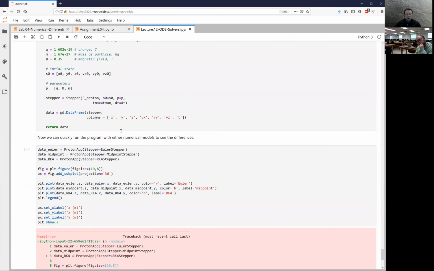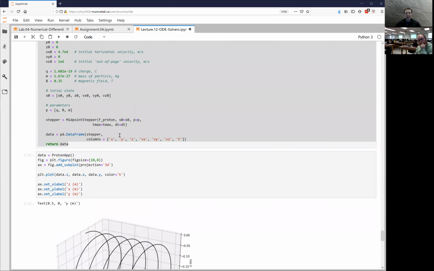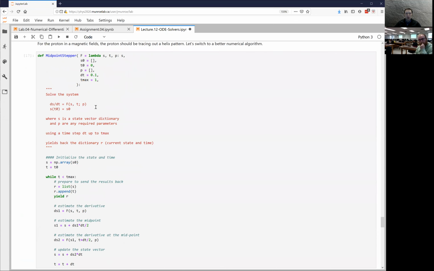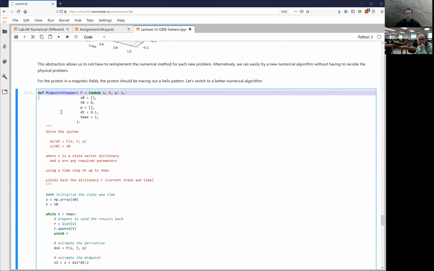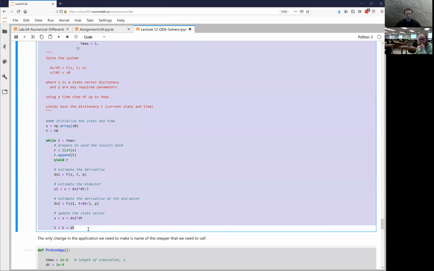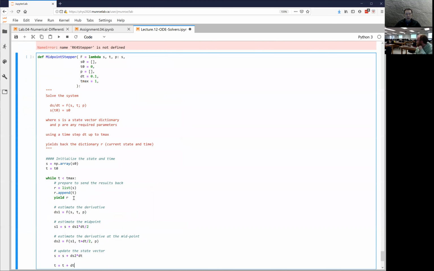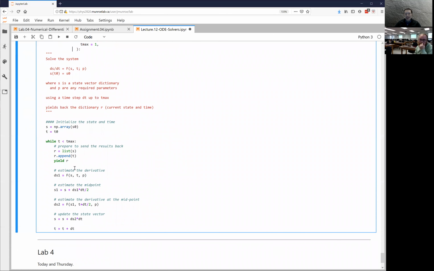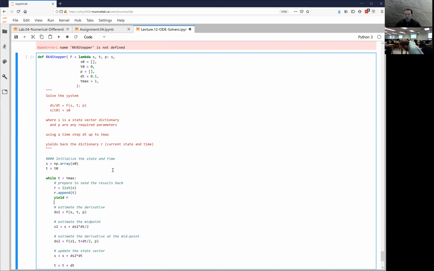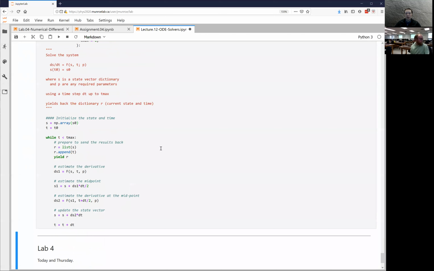What I would probably do is take an existing stepper code, like midpoint stepper. I would just copy and paste the whole thing. Give it the name of an RK4 stepper. Its basic structure is the same. It's going to take in a state vector. It's going to do some stuff to it. Before we make any changes at all, we've copy and pasted some code. Let's just make sure our driving program still works.